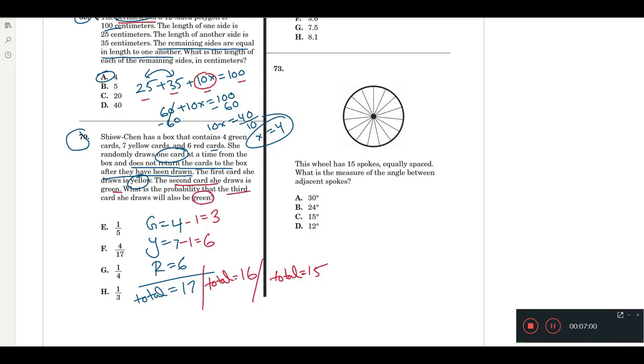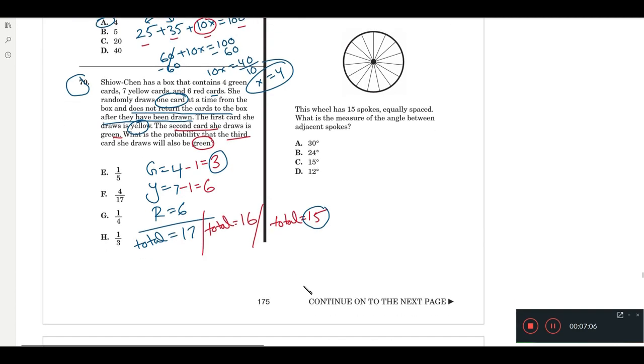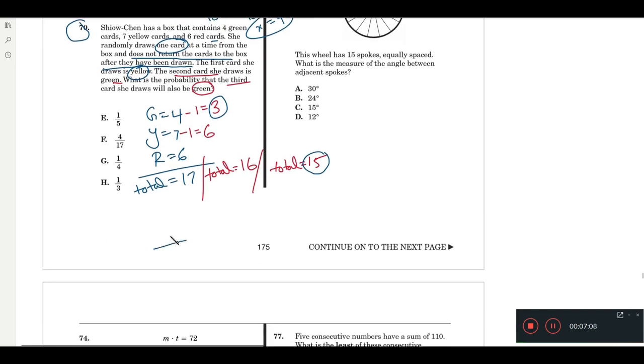So how many green do we have now? 3. And what is the total? 15. So it'll be 3 out of 15. You can simplify it by dividing by 3, and you get 1 over 5. Do you understand what I did? Since it says no return, the total slowly cut down from the green one and from the yellow one. Beautiful.